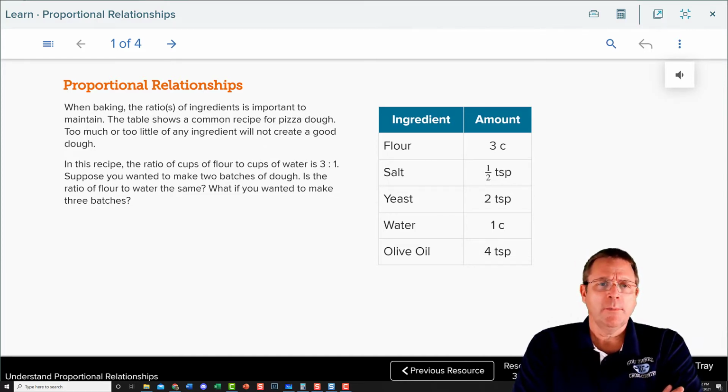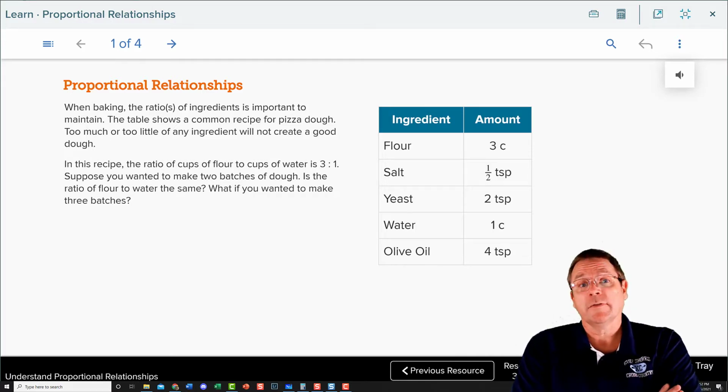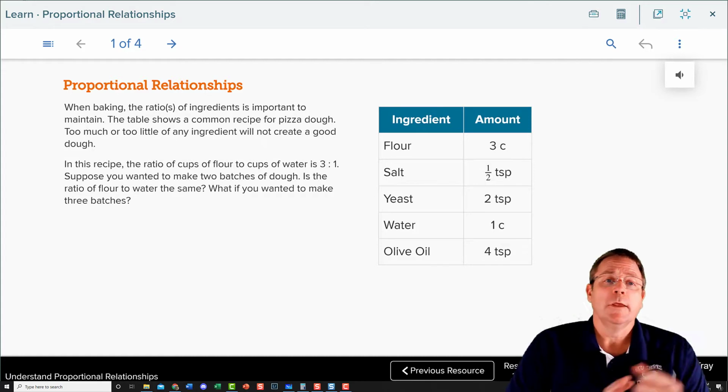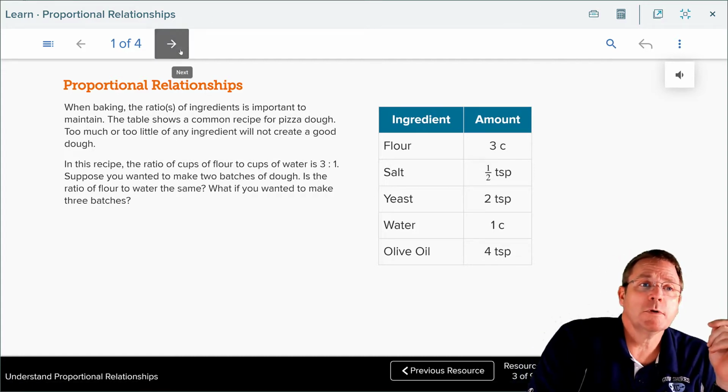Suppose you wanted to make 2 batches of dough. Is the ratio of flour to water going to be the same? What if you wanted to make 3 batches? Is the ratio still going to be the same? These are the questions inquiring minds want to know.